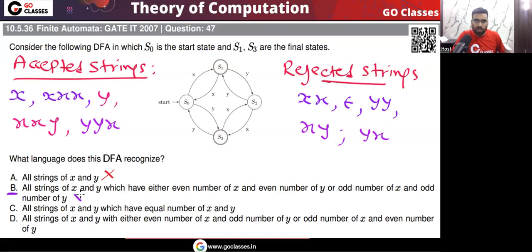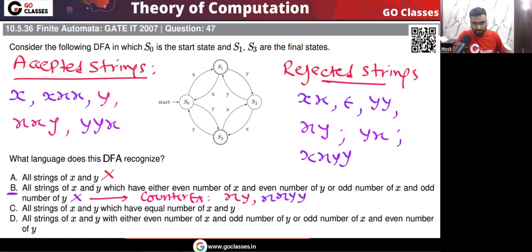Option B is saying that every string of X, Y which has even X, even Y, or odd X, odd Y. Tell me, why is this option gone? See, this option is gone because of this YX. Because YX is rejected. Look at this string: it has odd X, odd Y, but it is not accepted. So the counterexample is this string XY. Double X, double Y is also rejected, so you can consider this also as a counterexample.